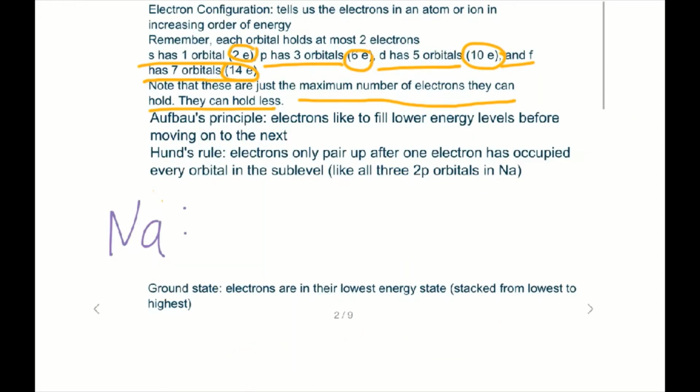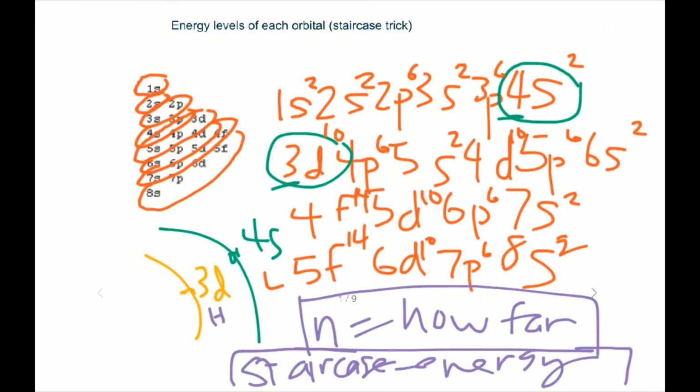So let's do the electron configuration for sodium. Sodium has an atomic number of 11, so it has 11 protons, and in an atom, the number of protons and electrons are the same in order to add up to be neutral. So there are 11 electrons. So we have to use this energy chart in order to order our electrons from lowest energy to the highest energy, and we can only have 11 electrons.